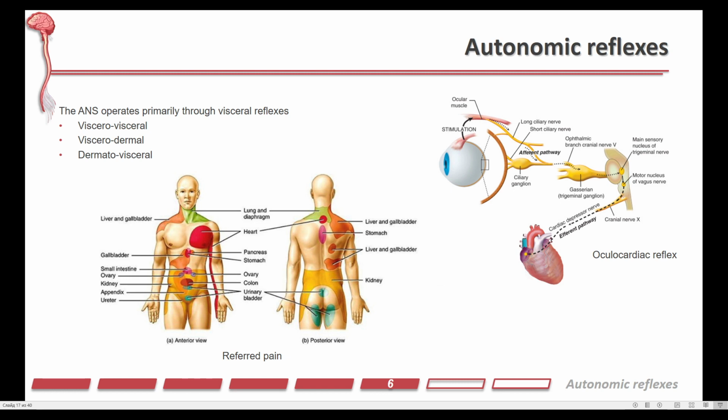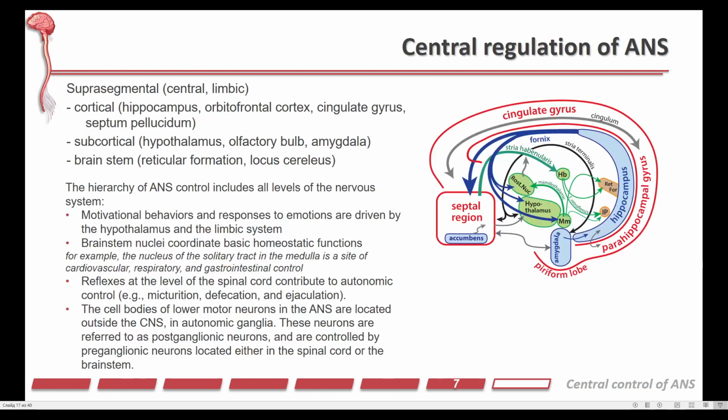And the third one is dermatovisceral. This is when you use certain manipulations and apply them on the skin, and it will change the blood supply of underlying organs. Some physiotherapeutic procedures are based on these reflexes.